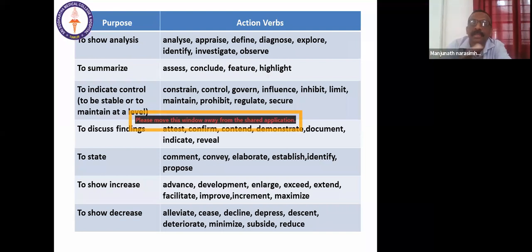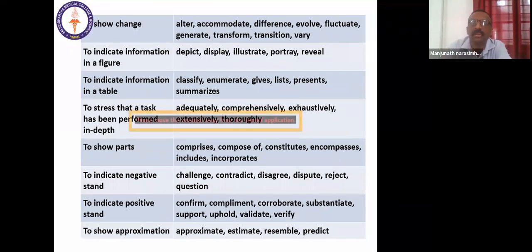For example, if you want to analyze something, you can use action verbs such as to analyze, to appraise, to define, to explore, to identify. For different purposes, there are certain action verbs that can be utilized here. If you write the correct one, it is going to give the correct result, and the chances of your synopsis being rejected will also be reduced. Plenty of things are available, so you can go through them.